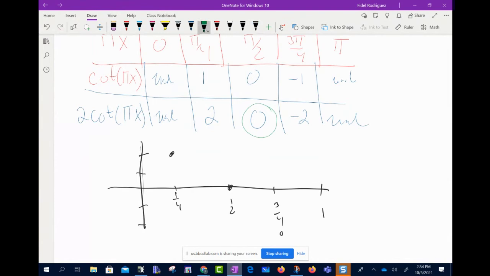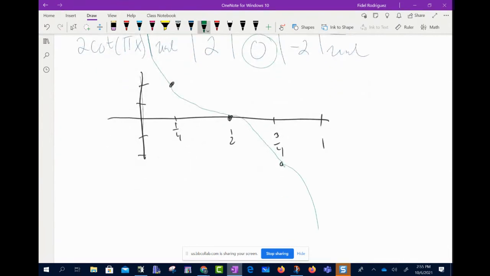This undefined part, guys, remember what this means. The graph, we have these asymptotes. So the graph is going kind of like this. From here, it's getting really, really high. And then from here, oops, I missed that point. Okay. And then from here, it's getting really, really low, right? Something like that.